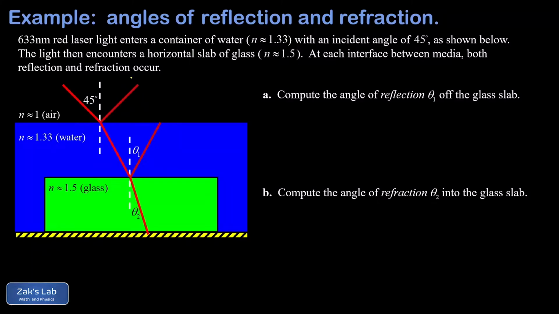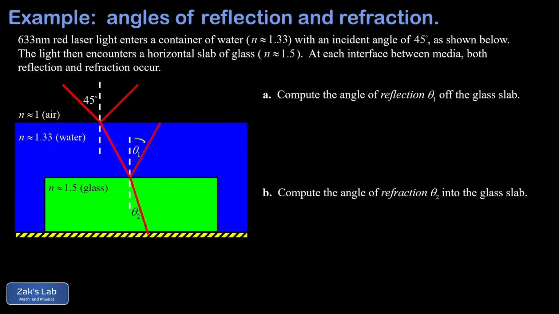In this video, we're looking at a laser beam that's incident on a container of water. It refracts into that water and then encounters a slab of glass submerged in the water. Part of the laser beam reflects off of that glass and part of it is refracted into the glass. And what we're looking for in this problem is these angles, theta 1 and theta 2.